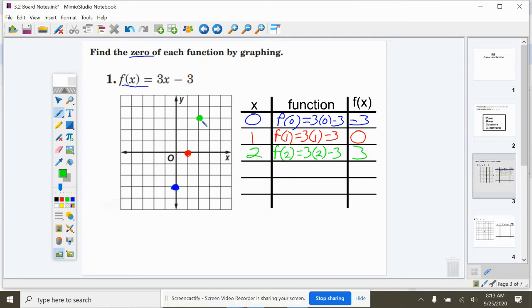And I do like to graph the dots as I go, because if I'm graphing the dots and something gets off, then I know I messed up and I can fix it right there. So if this green dot was over here somewhere and that doesn't line up with the other two, then I know I did something wrong.